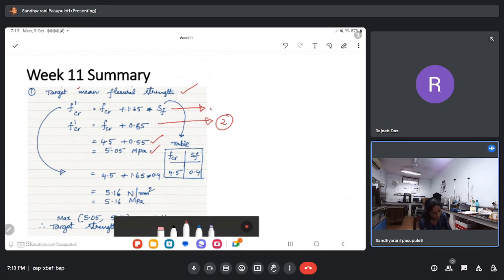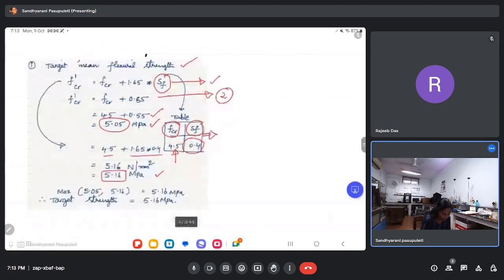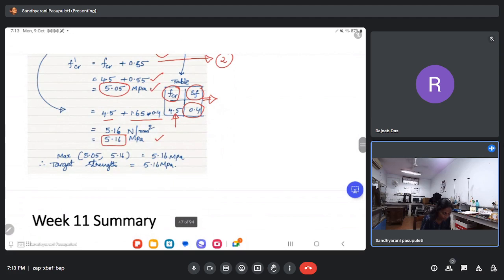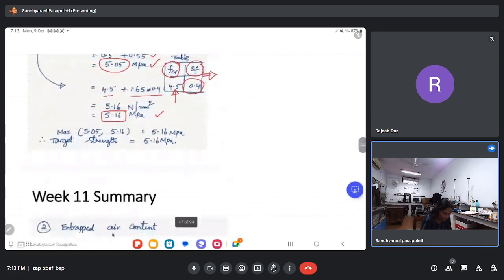But in order to calculate with the first equation, we need SF. How do we get the SF? We have a table corresponding to the F'cr and SF. Currently we have to design for 4.5 flexural strength, so the corresponding SF is 0.4. So 4.5 plus 1.65 into 0.4 gives 5.16. One is 5.05, another is 5.16, so the maximum of these two is 5.16. So 5.16 is our target strength for the design.